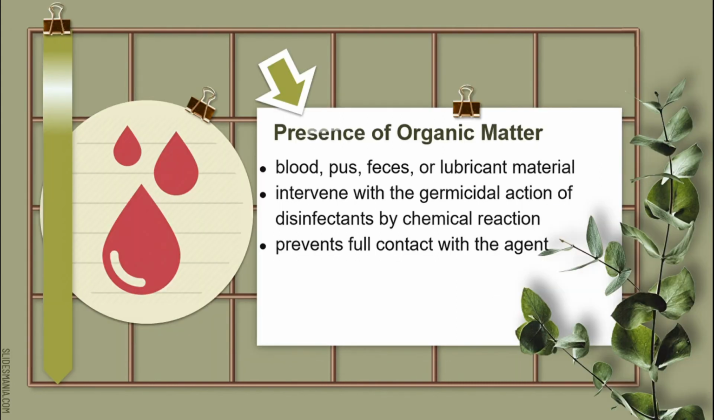Presence of organic matter. Organic material or matter in the form of blood, pus, feces, or lubricant material can inactivate or interfere with the germicidal action of disinfectants such as bleach, by the process called chemical reaction. Additionally, it also prevents full contact with the agent, thus protecting the organisms by acting as a physical barrier from any attack.